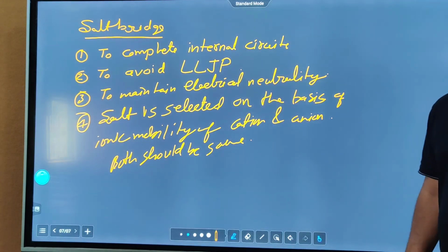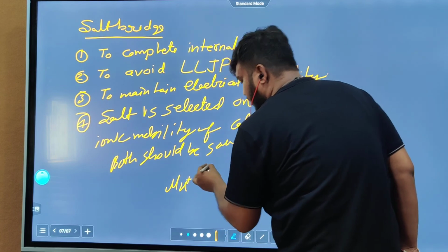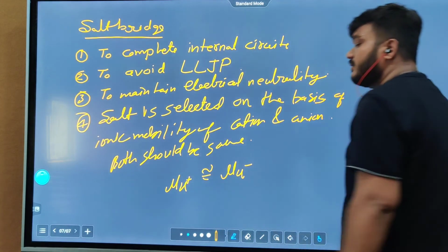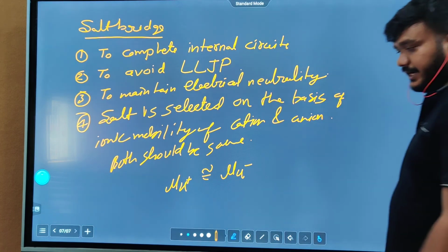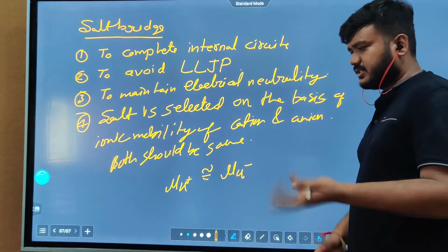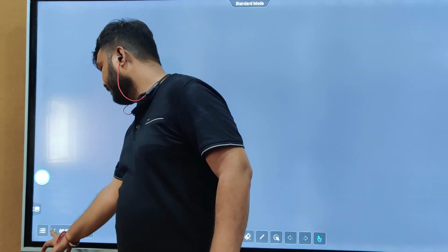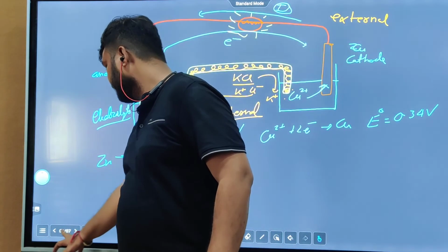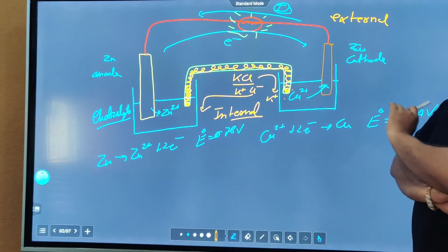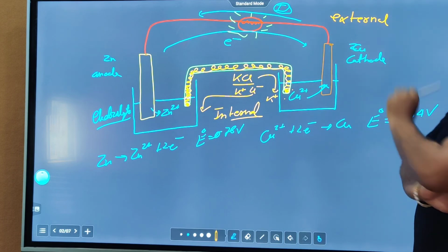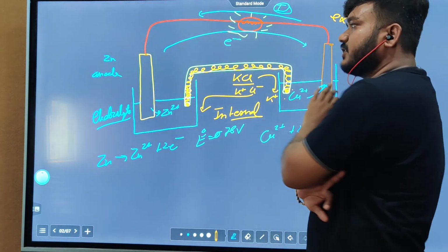In the case of potassium chloride, the ionic mobility of potassium is approximately equal to the ionic mobility of chloride. So that's why we use potassium chloride. Understand this? We cannot just randomly select any salt. We have to select on the basis of ionic mobility. So you have completed the external circuit and internal circuit. Current will flow, your bulb will glow. Everybody understand the importance of the salt bridge?